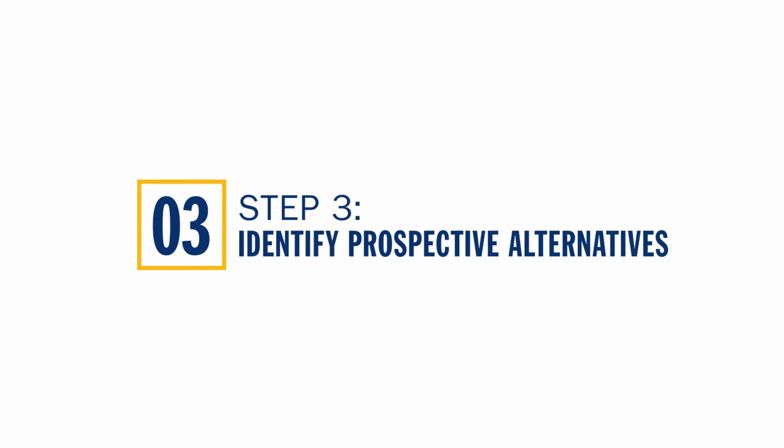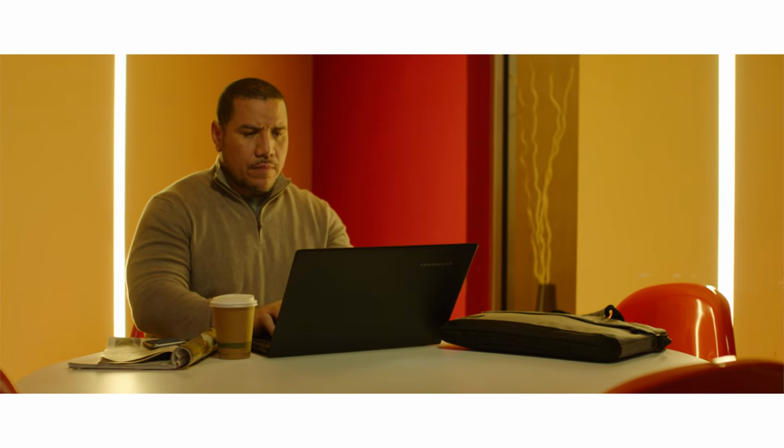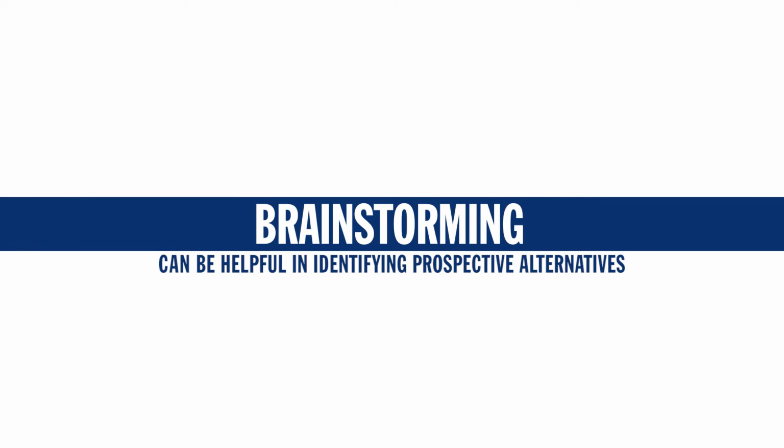Step 3. Identify prospective alternatives. For some, this is a fun step because you'll feel like you're making headway from your research to seeing patterns or opportunities for an alternative. For others, it can feel a little overwhelming because identifying the option will lead to the next step, and that is a deeper dive into the unknowns and the potential impact. Brainstorming can be helpful in identifying prospective alternatives.